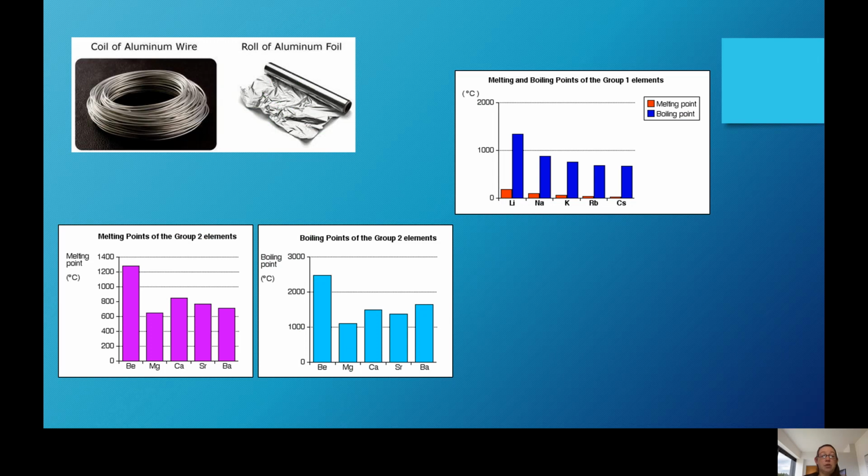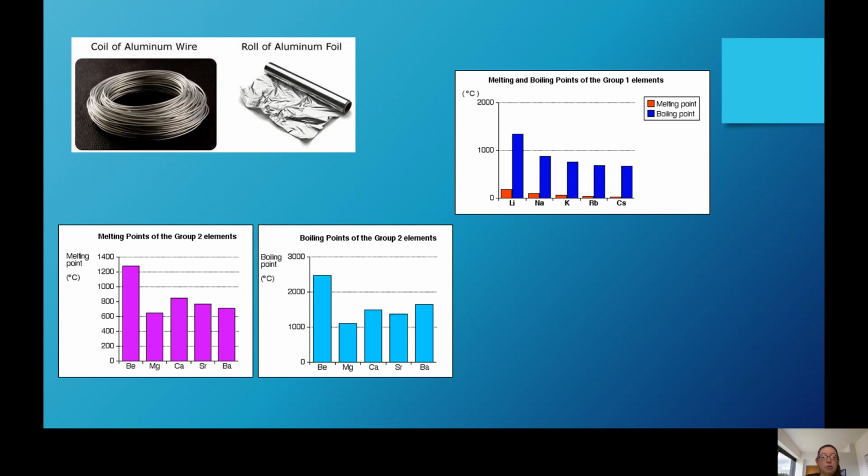Okay. So of course, coils of wire are an example of something being ductile, and the rolls of foil, like your tin foil that you use at home, those are examples of a metal being malleable because we actually press those between two really heavy rollers, and it makes it come out as a sheet.